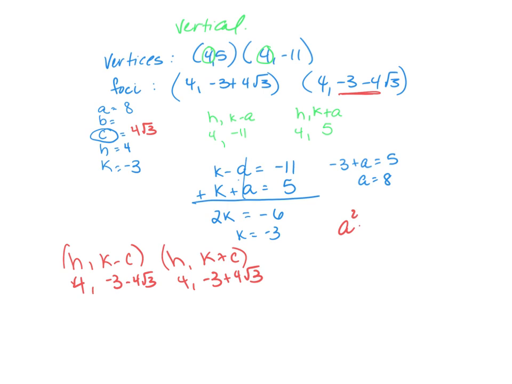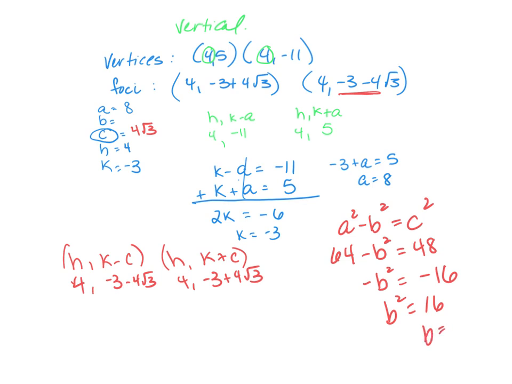I know that A squared minus B squared equals C squared. And A squared is 64, because 8 squared is 64, minus B squared equals. Now C squared, 4 squared is 16, times 3 is 48, I believe. So what is 48 minus 64? Is that 12? Negative 12? Negative 14, sorry. No. It's negative 16. So B squared equals positive 16, and B equals 4. So we know that B is 4.